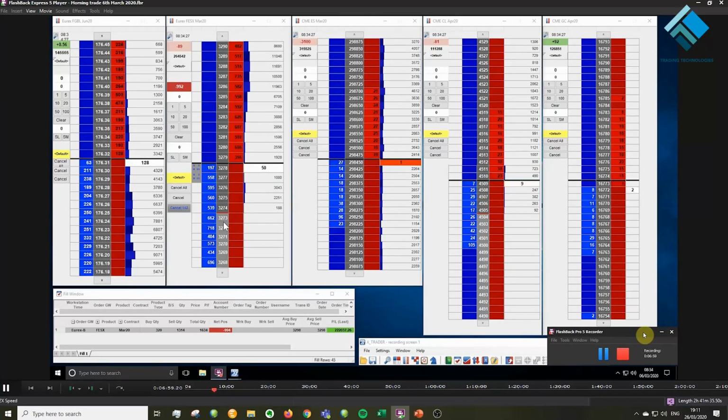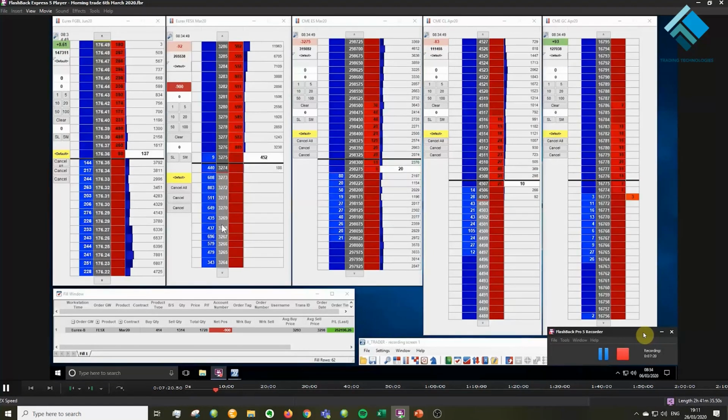Right, and then having a bit of a pullback. We took out quite a bit of size on the ladder, and the market's pulled back after taking it, so just taking a little bit of the position off. It's coming back down to the lows again.